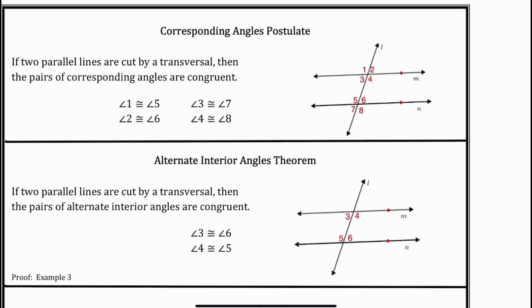Okay, our first one is the corresponding angles postulate. So if two parallel lines are cut by a transversal, then the pairs of corresponding angles are congruent. So 2 has to be congruent to 6, 4 has to be congruent to 8, 3 has to be congruent to 7, and 1 has to be congruent to 5. So since they're parallel lines, the corresponding angles have to be congruent.